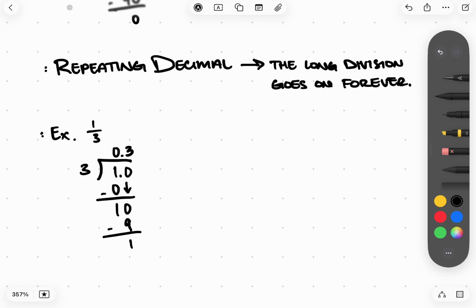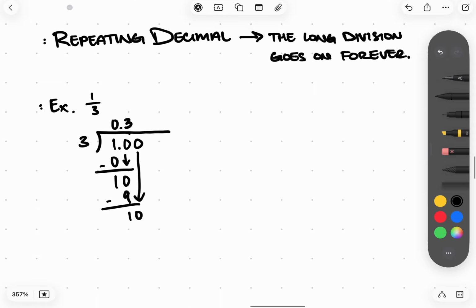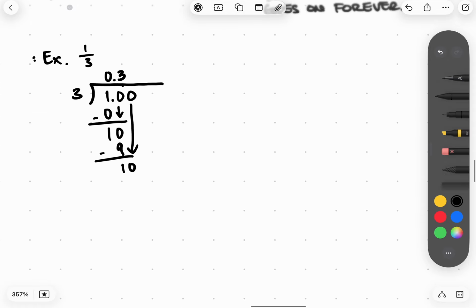All right, I got to get another number down. So I'm going to extend my long division there. I'm going to add another 0. I'm going to bring it all the way down right to that 1 over there. So it's going to be 10. Now, 3 can go into 10 how many times? 3 times. And I'm getting 9. I'm left with 1 again.